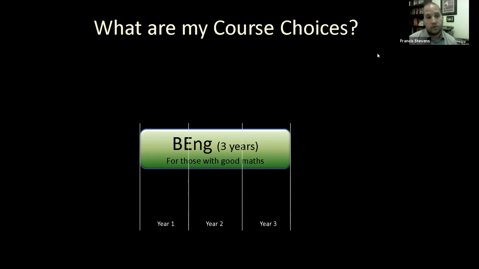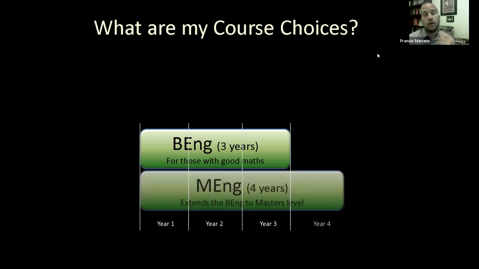What you typically have in the first and second year is a series of modules which cover lots of aspects of engineering and music technology, and then in the final year you have a project. The second main choice that is available is to do an MEng course. What that does is take the content of the BEng course and extend it to master's level, so you have an extra year of study.